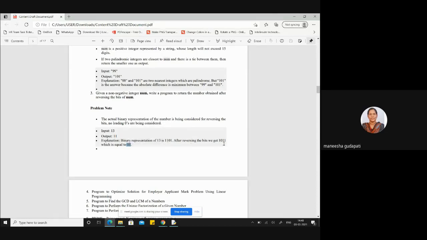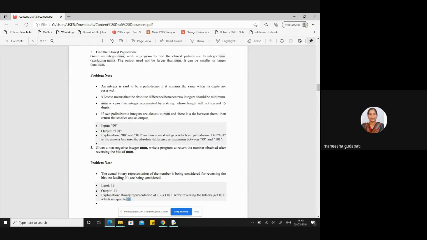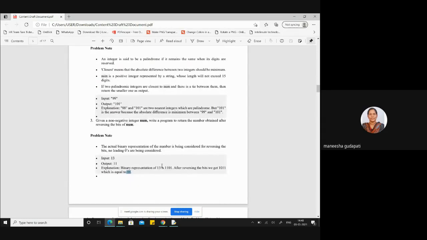Then you have to print what is this reversed binary number in decimal format. This is the second problem. So these are two problems for you as homework. You have to think about these two problems and tell me in the next class, that means in tomorrow's class. What is the first problem? The first problem is closest palindrome and the second problem is reversing a number.